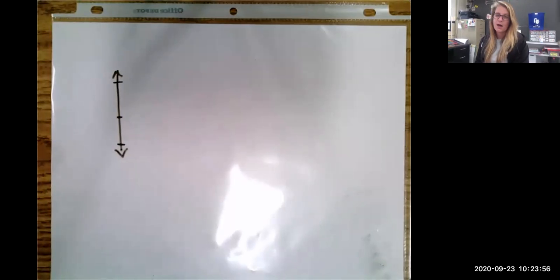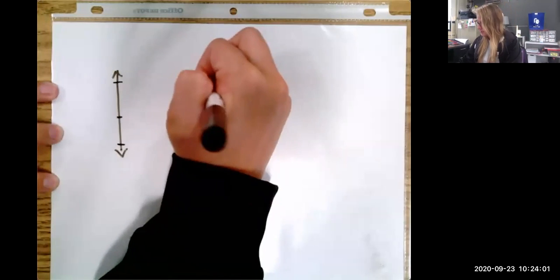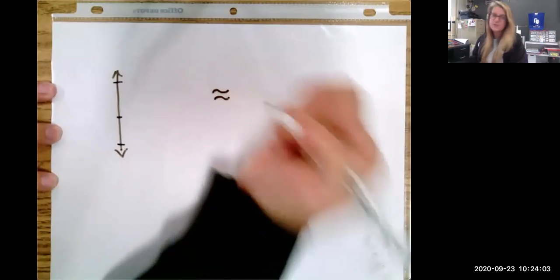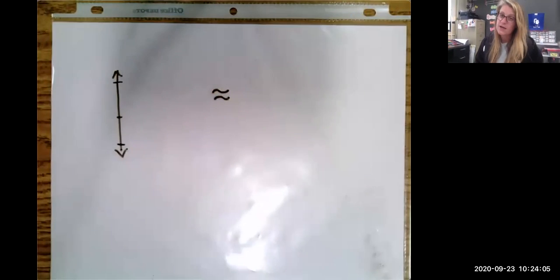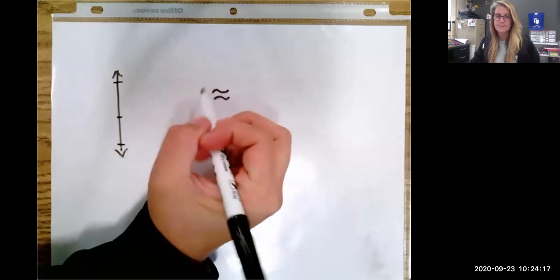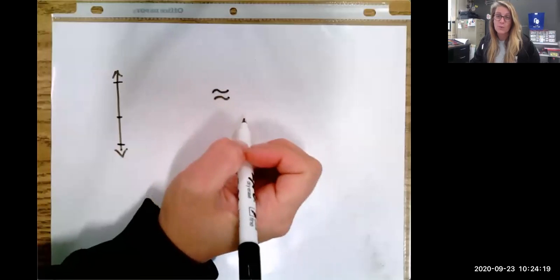Okay, and then another thing that she's going to be using is this symbol. So this symbol looks like an equal sign, but this symbol means approximately. So that means is approximately, is close to, is about. Okay, so they use this approximate symbol to show rounding.